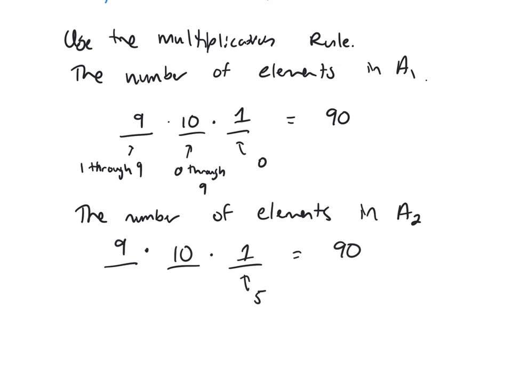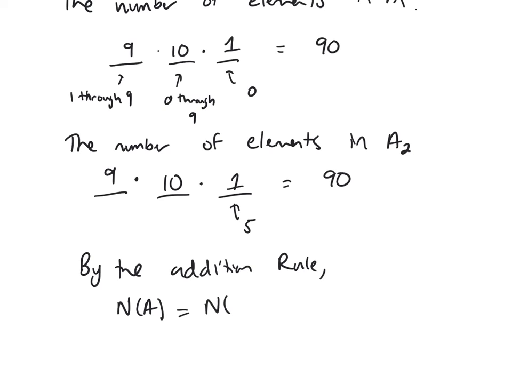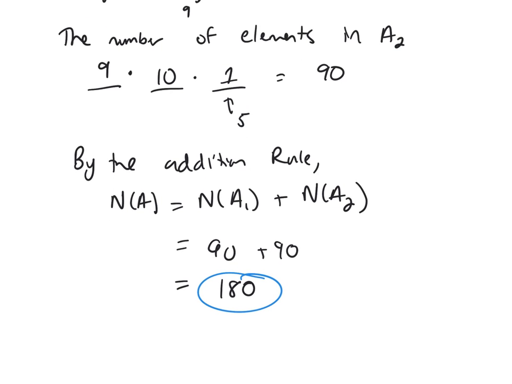So in total, by the addition rule, the number of elements in the set A is the number of elements in A1 plus the number of elements in A2. So it was 90 and 90. So in total, 180. So there are 180 three-digit integers that are divisible by 5.